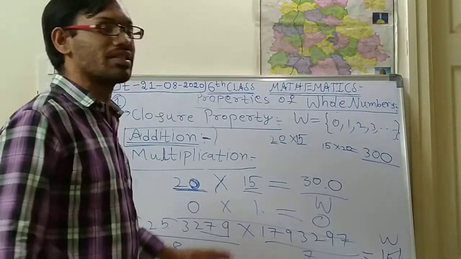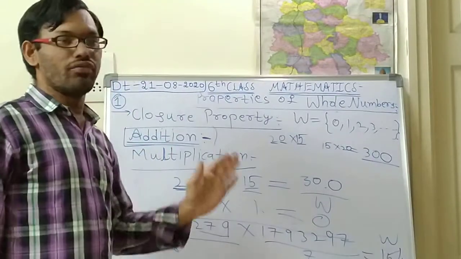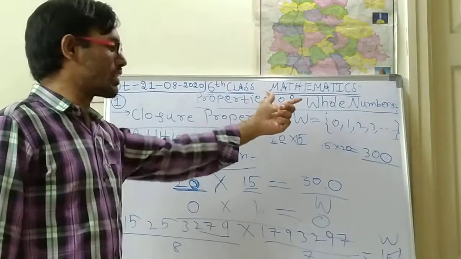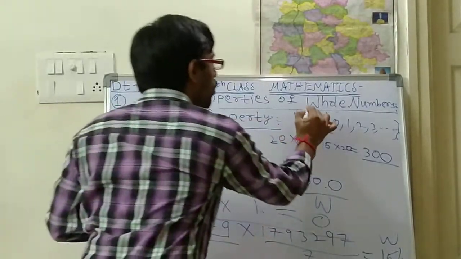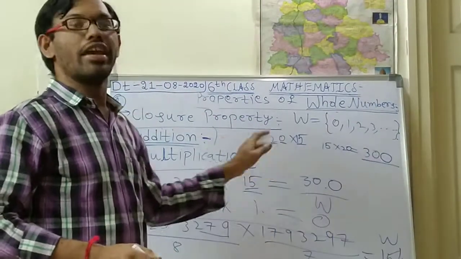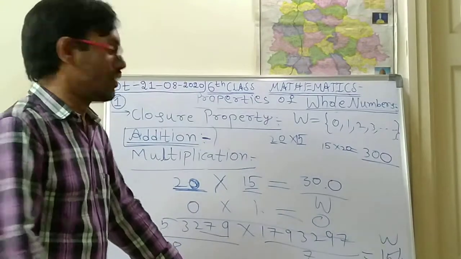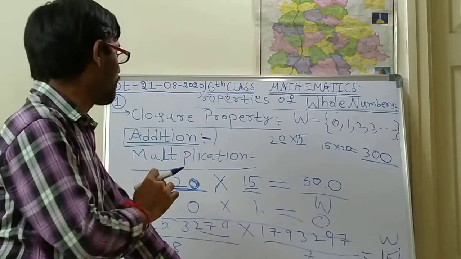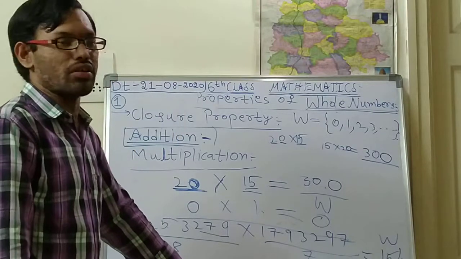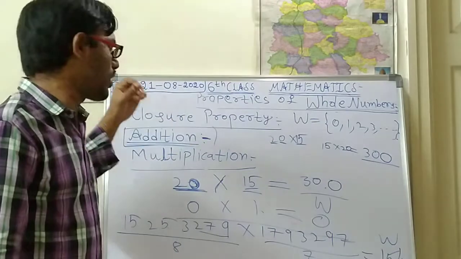So with this, as a statement, if you want, please note down, children. If A and B are any two whole numbers, then A into B is also a whole number. So that is the statement of multiplication property, the closure property of whole numbers under multiplication. So here addition and multiplication are satisfying completely.